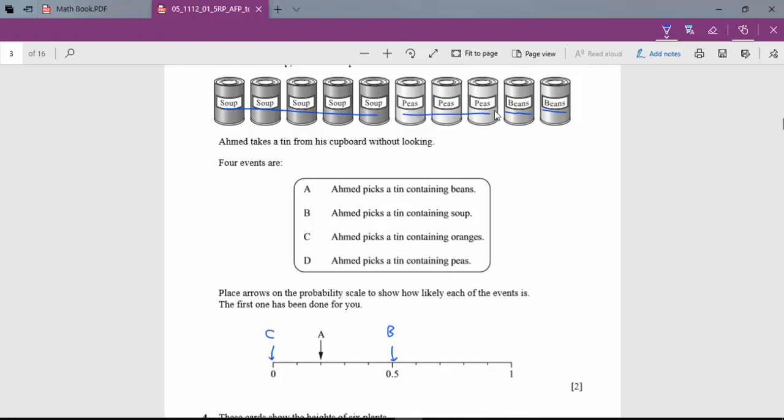And D, peas, is 3 out of 10. 3 out of 10 as a decimal is 0.3. So 0.3 is right here. This is D.